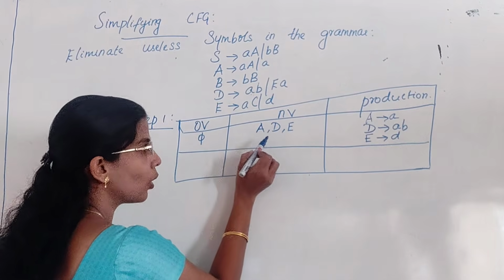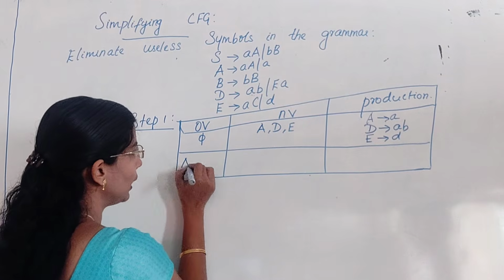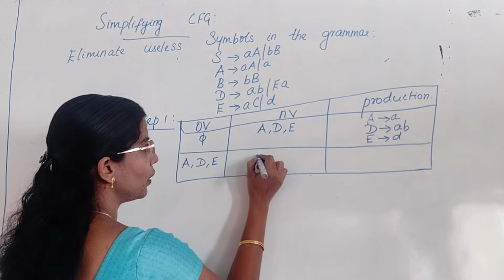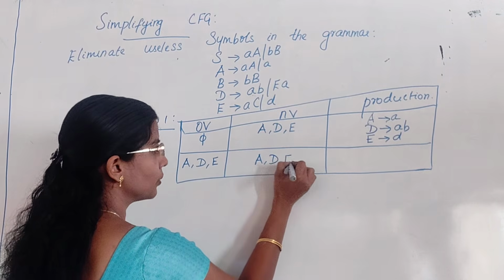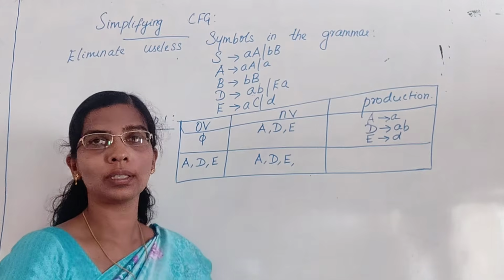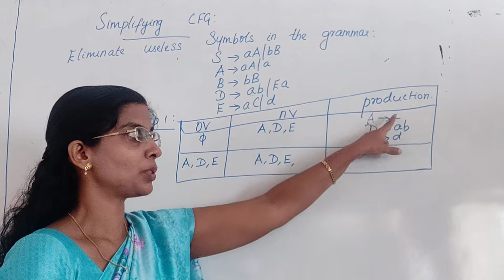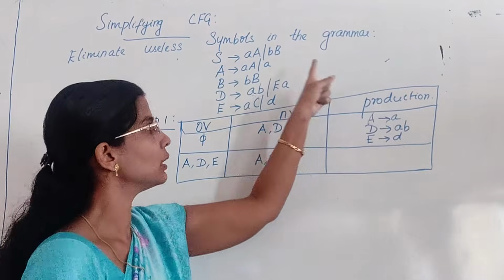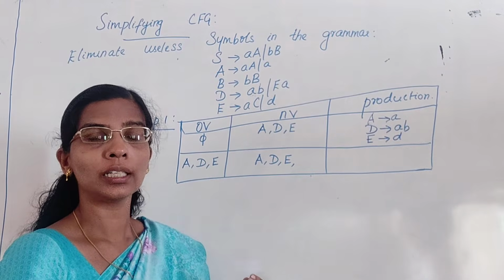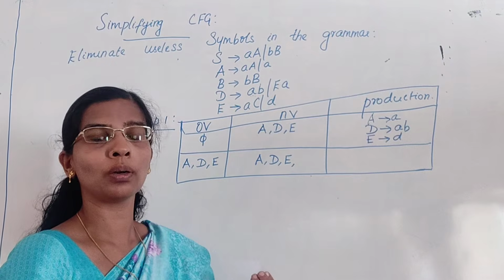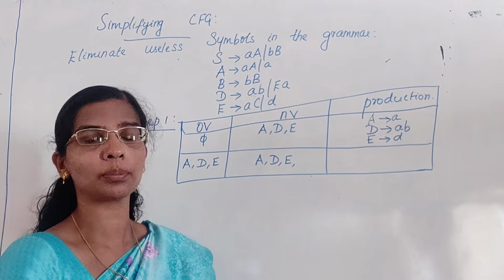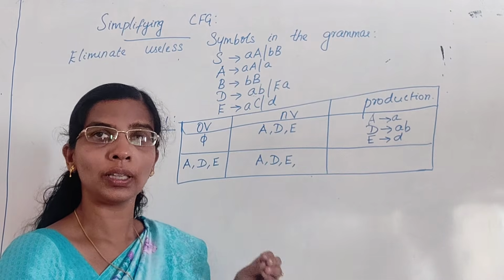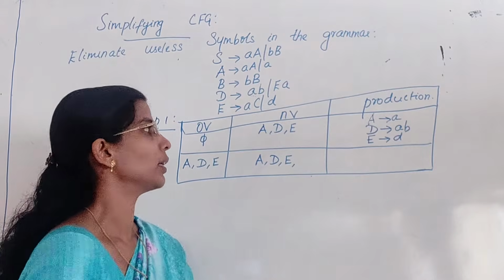Now copy this new variable to old variable: A, D, E. Then, from old variable, copy to new variable: A, D, E. Now what I have to do is substitute these values in the remaining productions and check whether I get only terminals in the RHS after the substitution.